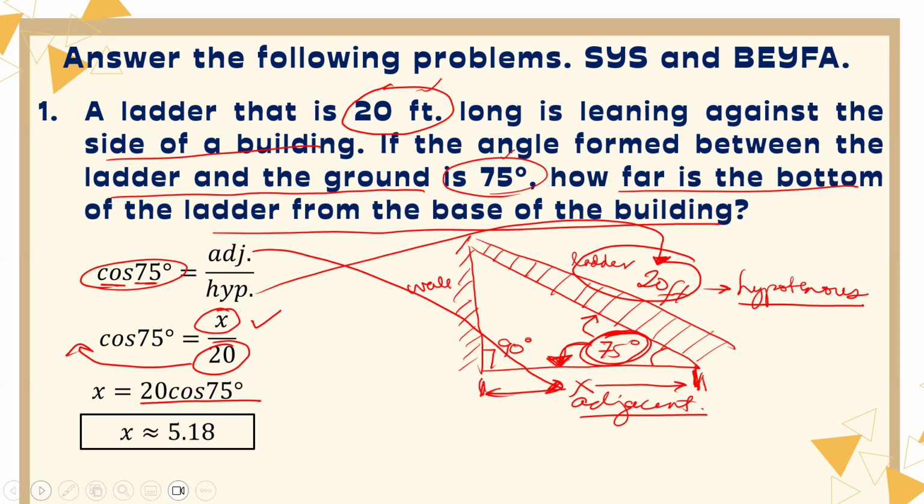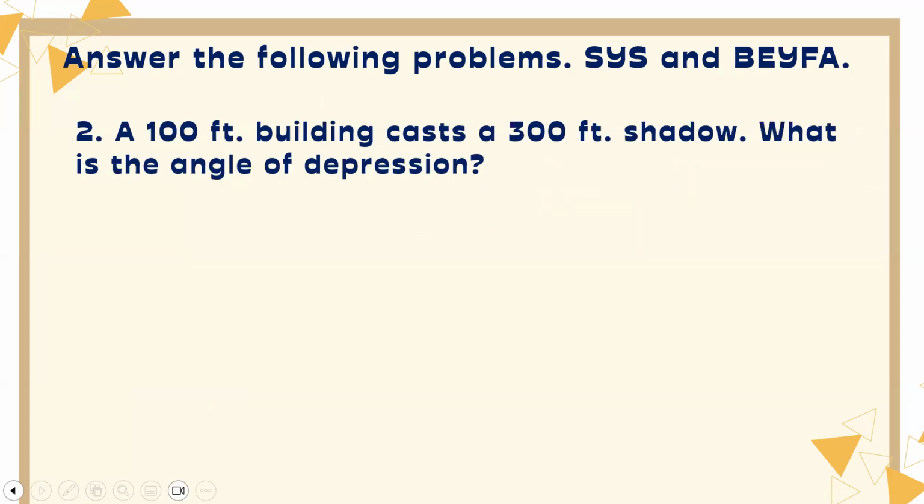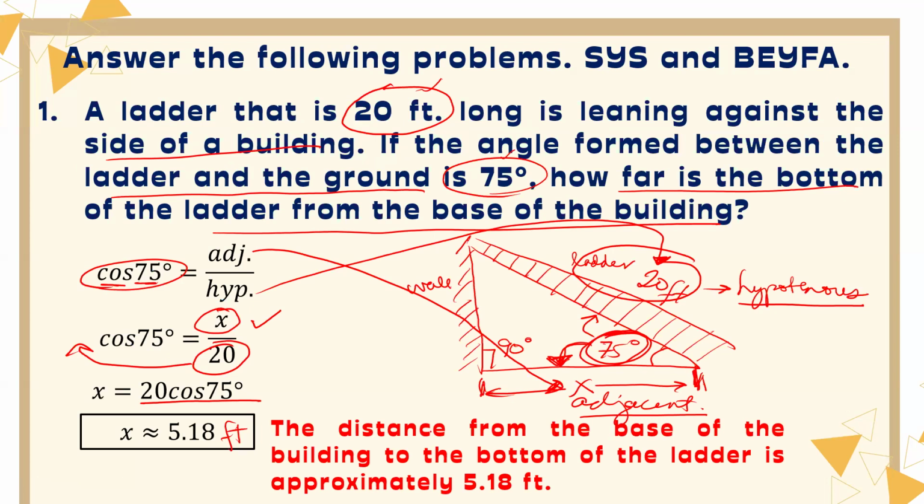Okay? So the correct answer is approximately 5.18 feet, right? So we say that the distance from the base of the building to the bottom of the ladder is approximately 5.18 feet.